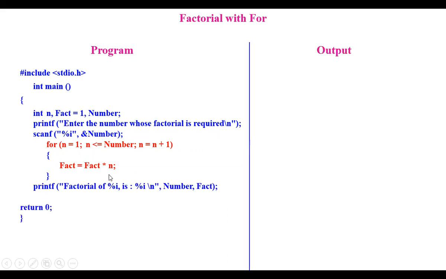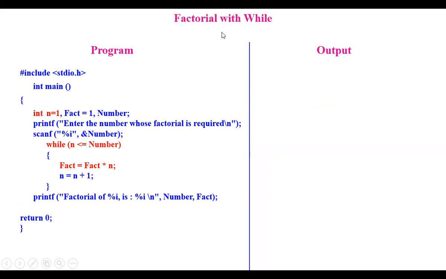So complete the program, compile and execute it. It asks, whose factorial is required? Suppose I have given 5. It calculates and the factorial of 5 is 120. It gives the factorial of the particular number which we have entered.